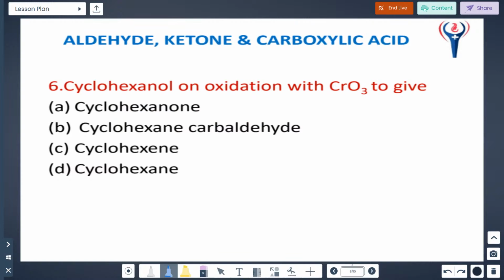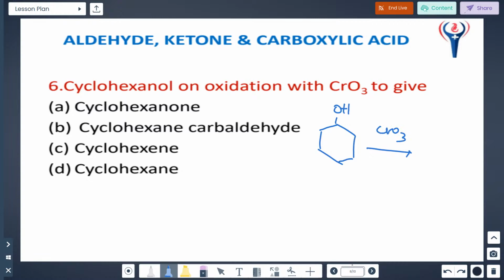Cyclohexanol on oxidation with chromic oxide gives dash. That's the question. Cyclohexanol means cyclohexane, then I put OH, cyclohexanol. Understood? On oxidation. So this is oxidation by which reagent? Chromic oxide reagent, okay.